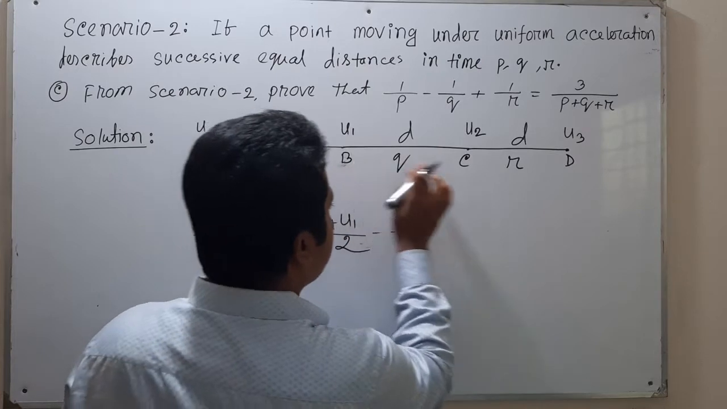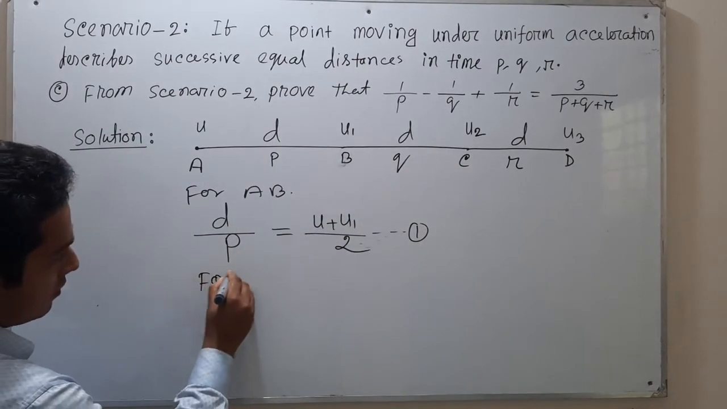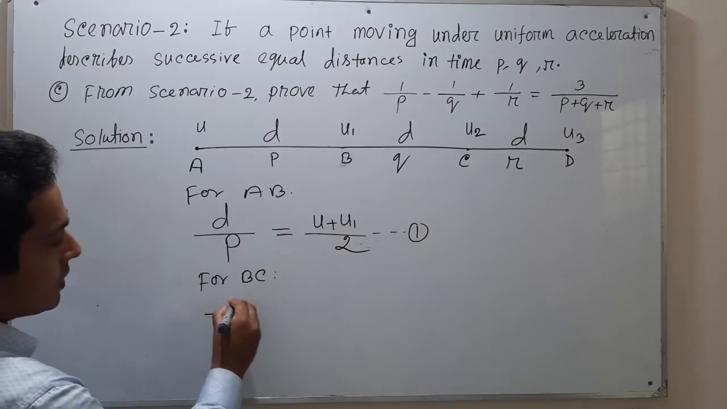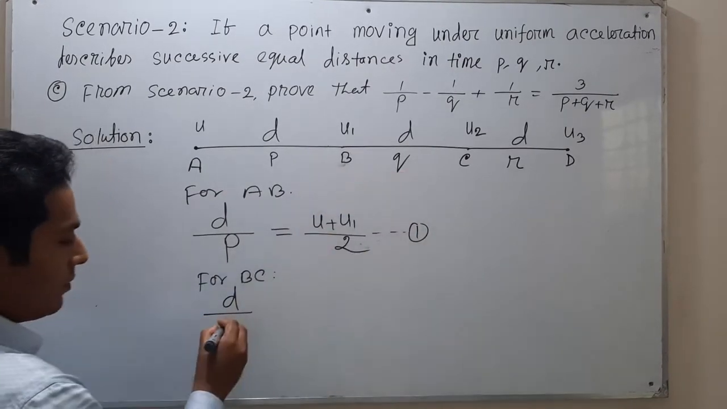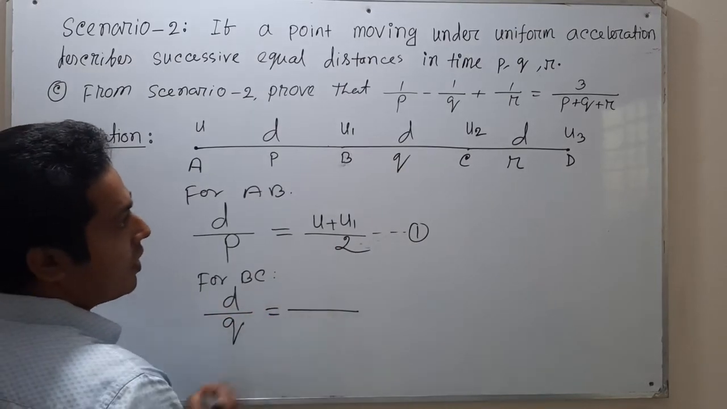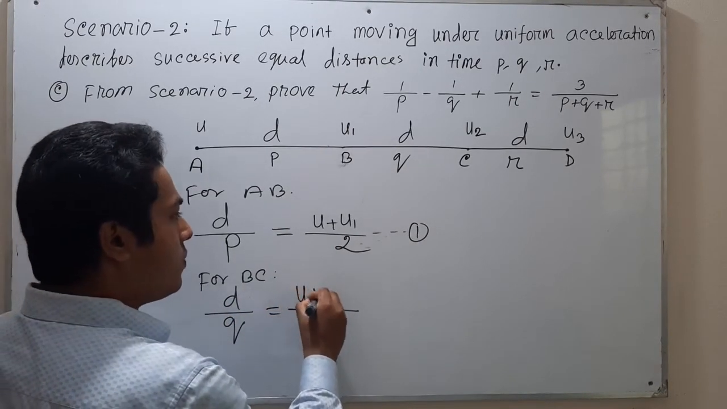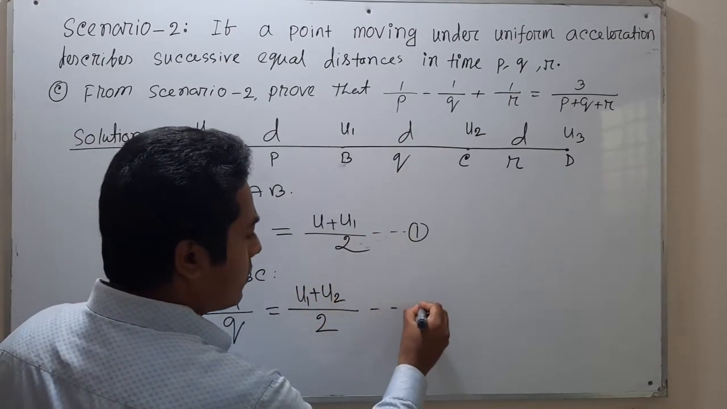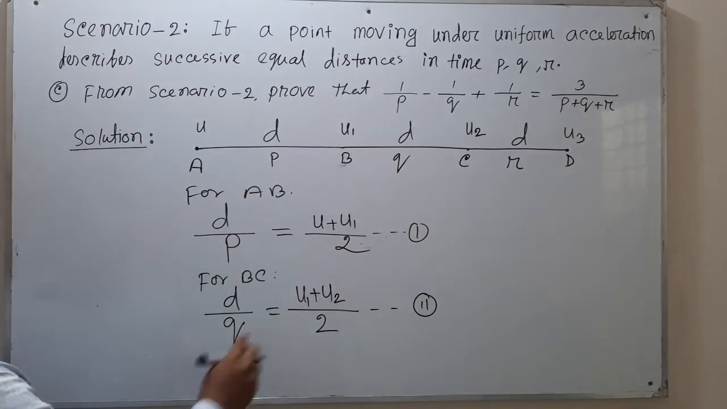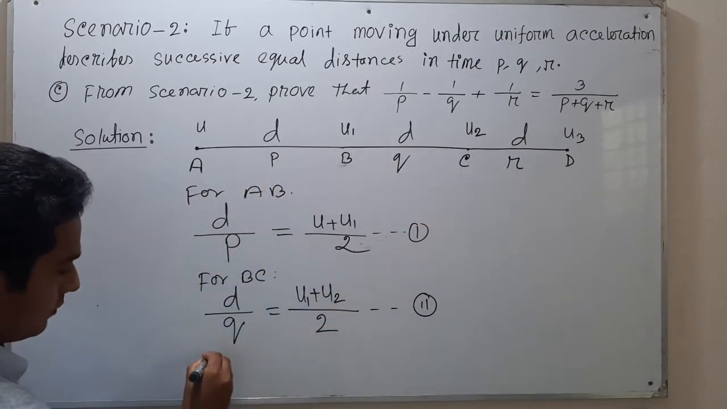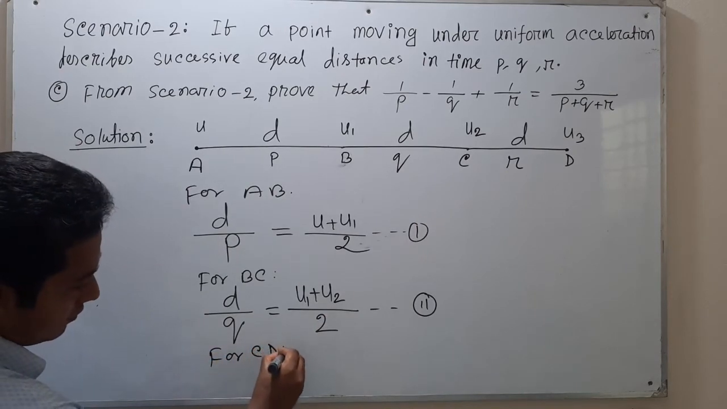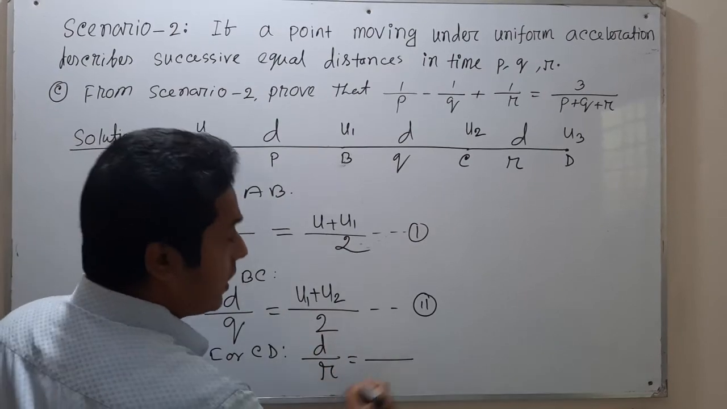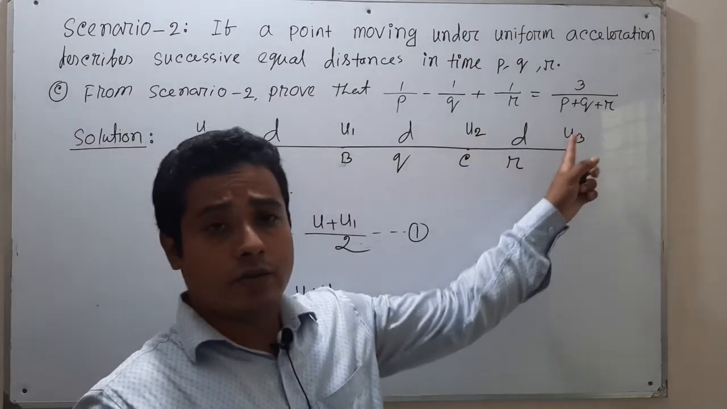For BC, distance divided by time q is equal to u1 plus u2 divided by 2. This is equation number 2. Now for CD, distance is d, time is r, then average velocity u2 plus u3 divided by 2.